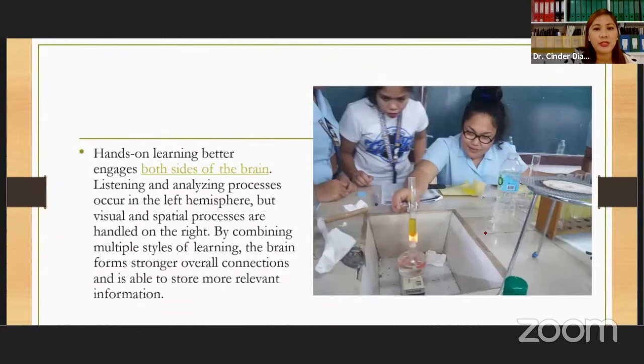Okay, so I grabbed this picture in one of my chemistry classes. You can see the actual experimentation of my students. So this is hands-on learning. Listening and analyzing processes occur in the left hemisphere of the brain, but visual and spatial processes are handled on the right. So by combining multiple styles of learning, the brain forms stronger overall connections and is able to store more relevant information. I know that we teachers use many strategies so that our students can really learn, right?